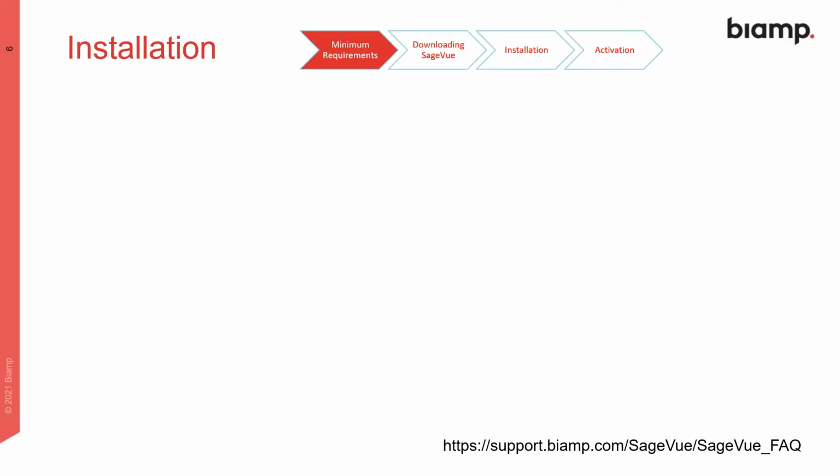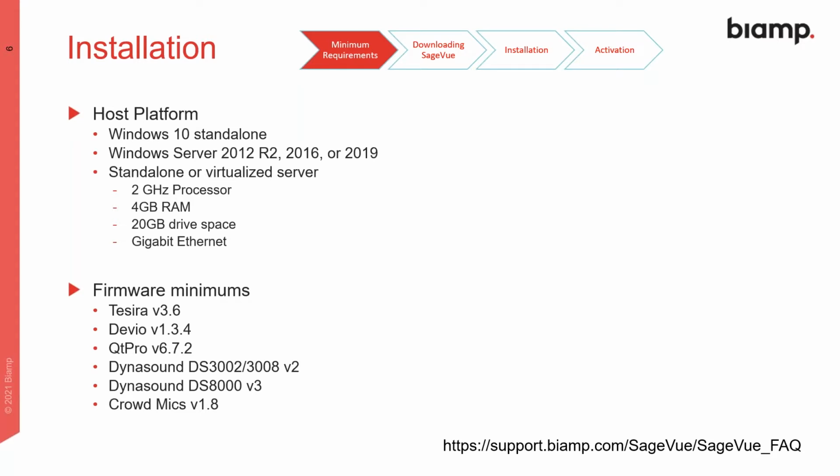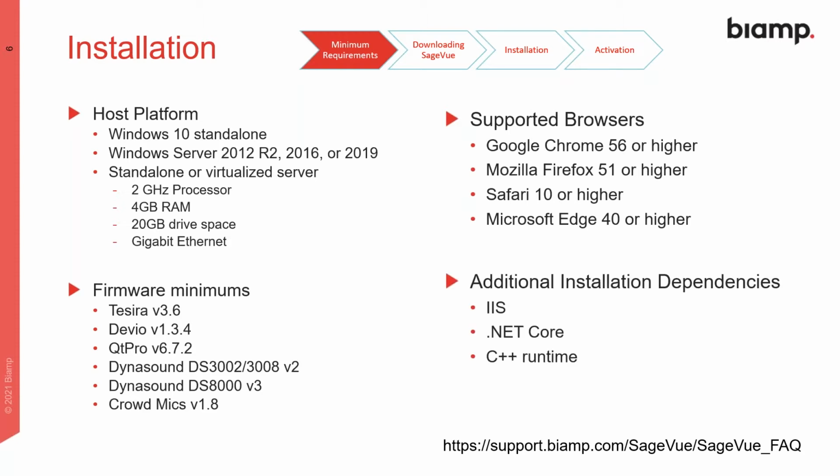There are some minimum requirements we need to consider. All of this is available via the SageVue FAQ, which is located on Cornerstone. I have the URL down on the bottom, and I'll also provide it on the last slide of the presentation as a resource link. SageVue can run on a standalone Windows PC, so if you're interested in getting started, you can download and install SageVue on your own PC and get up and running with it. We also support a couple of varieties of Windows Server. There are also minimum firmware requirements for each of the product families SageVue supports.